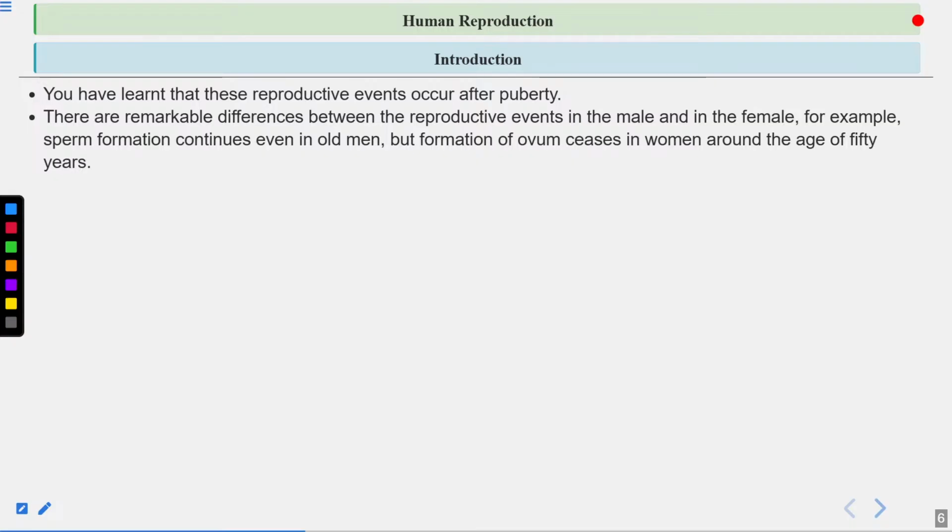Now, there are remarkable differences between the reproductive events in the male and in the female. For example, sperm formation continues even in an old man, although the sperms will have less viability in old age. But the formation of the ovum or egg ceases, meaning it stops, in the woman around the age of 50 years.